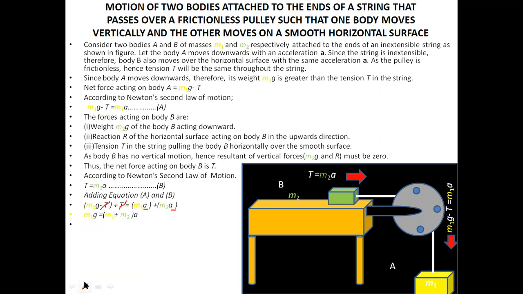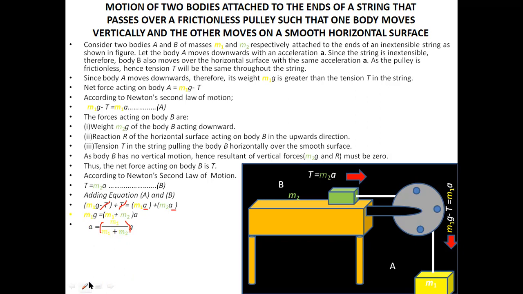Now, if we want to calculate the value of A, we'll take m1 plus m2 to the other side of the equation. What do we get? We'll get A is equal to m1 divided by (m1 plus m2) into g. Let's put brackets over here. So this whole thing is multiplied by g, like this.